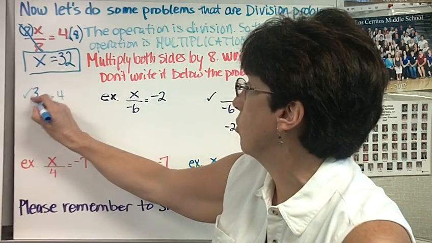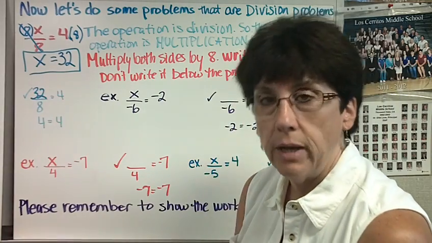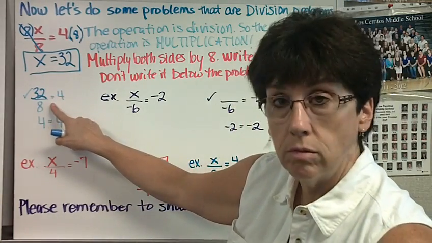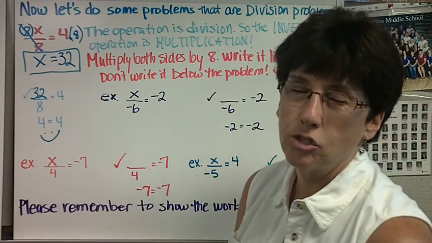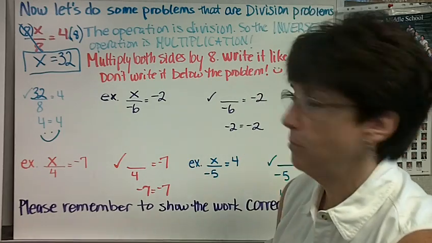In our check, we're substituting the 32 in for our original x. So now it goes in the numerator. 32 divided by 8 is 4. Is that true? Yes, it is. 4 equals 4. Yay! I like to draw the happy face because I'm happy I'm done with that problem.